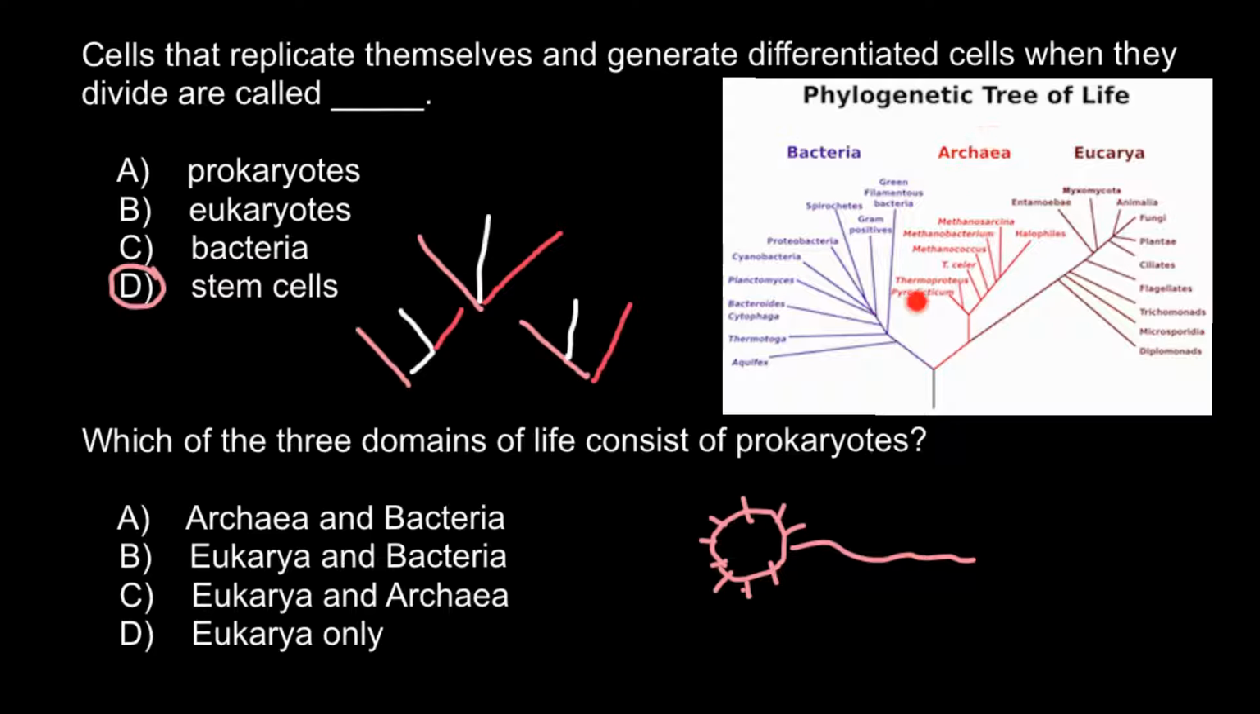Then why is archaea on the same branch as eukaryotic organisms? Because bacteria and archaea look similar, but when scientists were able to sequence the DNA of bacteria and archaea, they found that from the point of view of the DNA sequence, archaea is more closely related to eukaryotic organisms than to bacteria.